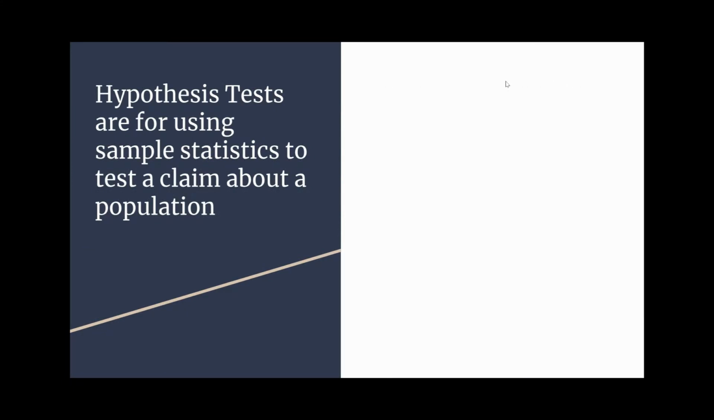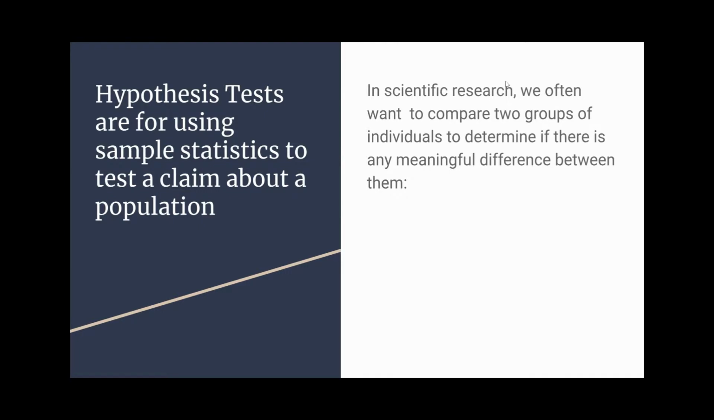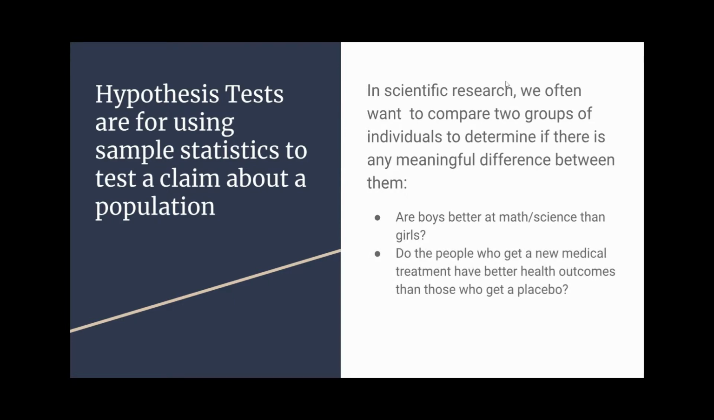So remember that hypothesis tests are for using sample statistics to test a claim about a population. Usually in scientific research, we're going to want to compare two groups of individuals. Up until now, our hypothesis tests and our confidence intervals have always been about single samples, but now we're going to extend that to two samples, and we're going to want to know whether or not there's a meaningful difference between them. So here are some questions that people might ask, and they are great examples of where we would want to compare two sample sets of data.